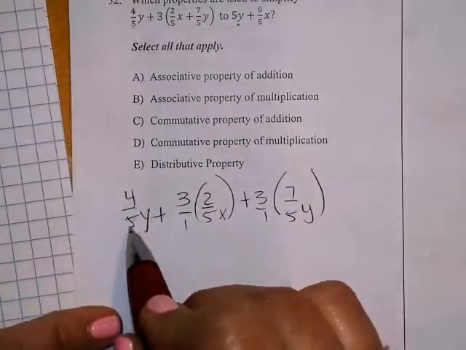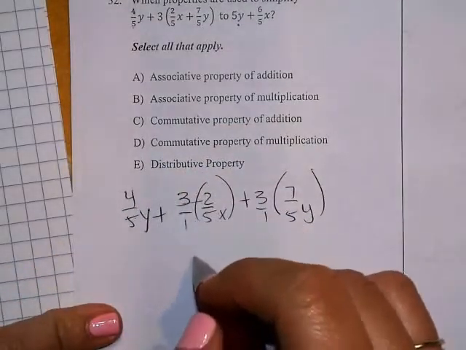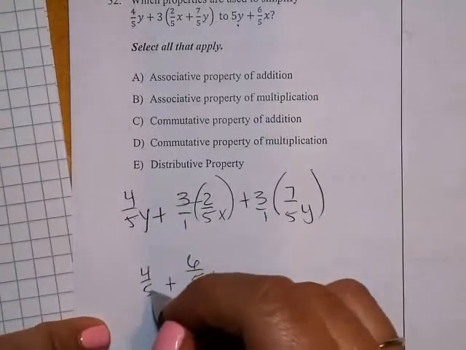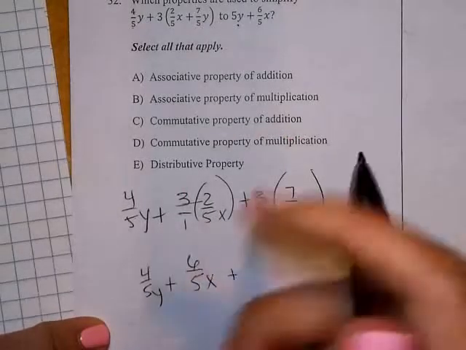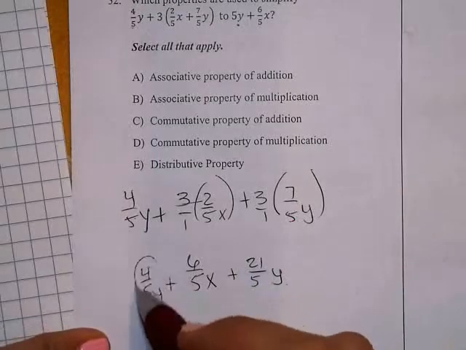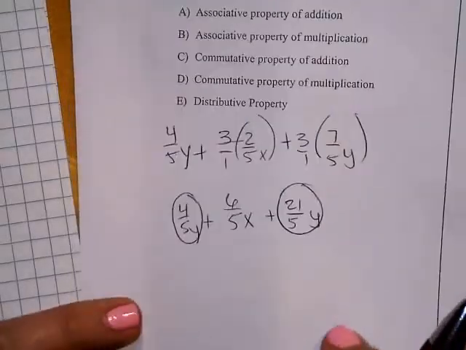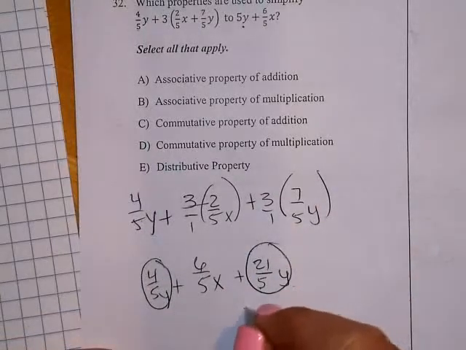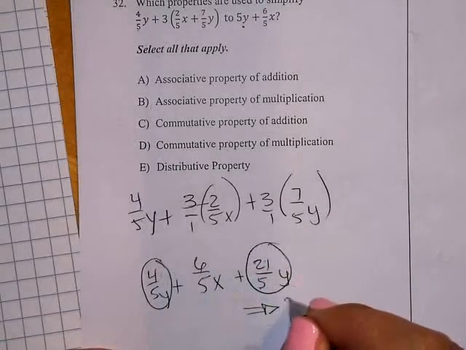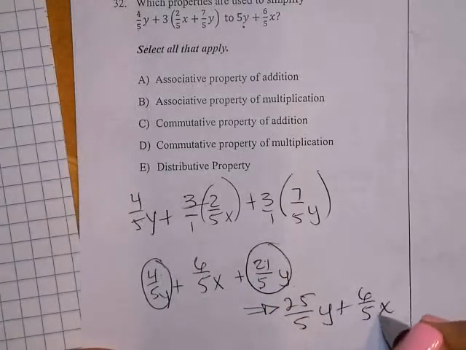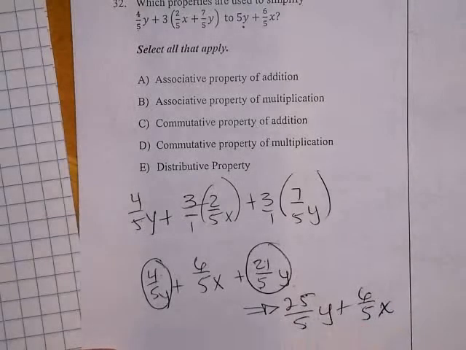Now, I can't change anything here yet, but I can multiply across, making this 6 over 5x plus 4 over 5y plus 21 over 5y. Since these two have the same variable, I can combine them, and they have a common denominator, so I don't even have to change my denominator here. But it changes this to 4 plus 21 makes it 25 over 5y plus 6 over 5x. Can't combine them.